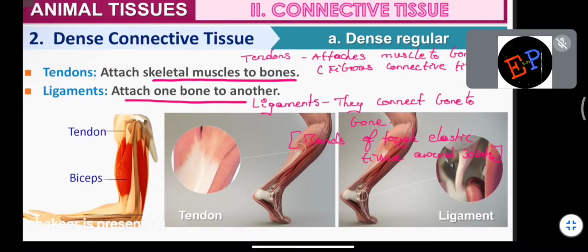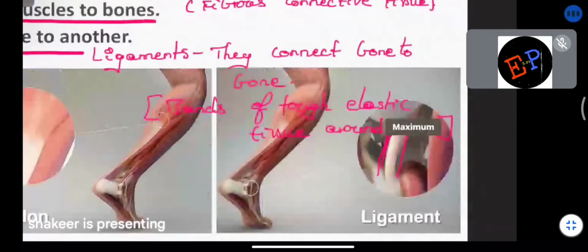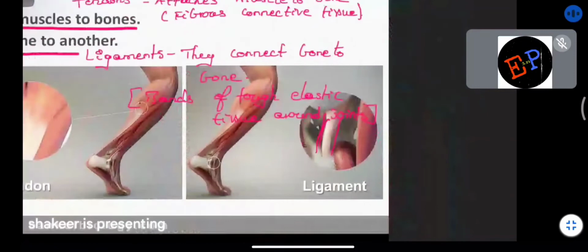That's it. In the figures you can see here this is a tendon which connects the muscle to the bone, and this figure you can call a ligament. What is the ligament doing? The ligament is connecting two bones. Clear?